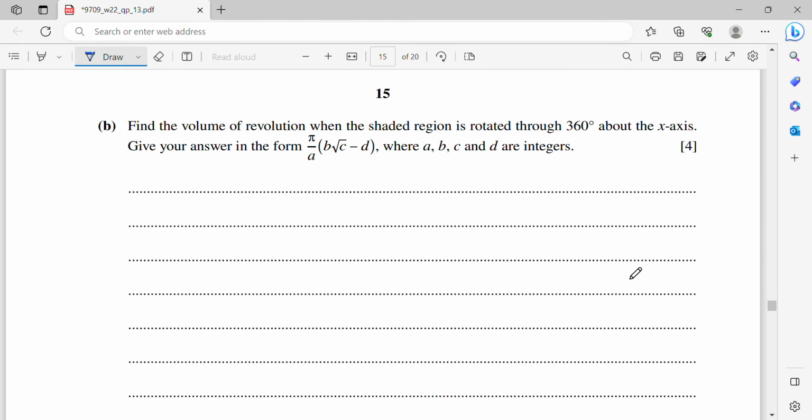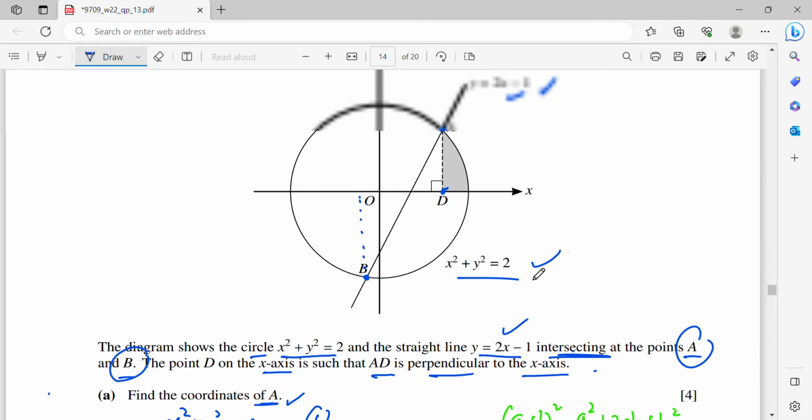Okay, now B. Find the volume of revolution when the shaded region is rotated through 360 degrees about the x-axis. Give your answer in the form of pi over a times b square root c minus d, where a, b, c, d are integers. So now you need to calculate the volume of revolution about the x-axis for 360 degrees. Okay, let's look at the diagram.